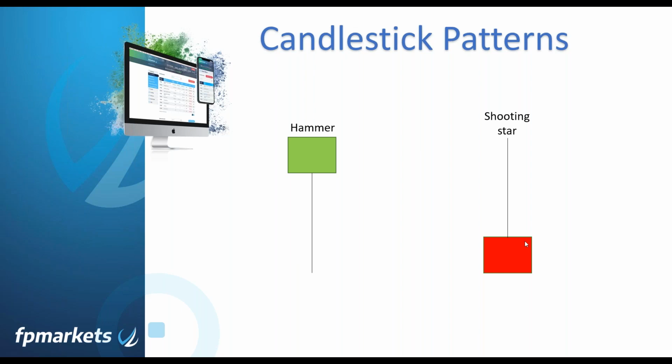So the shooting star pattern, we'll be looking at a similar construction to the hammer pattern, except with the shooting star, it's obviously turned on its head, so to speak. So instead of having a real body located at the upper range of the candle, the shooting star has the real body located at the lower range.